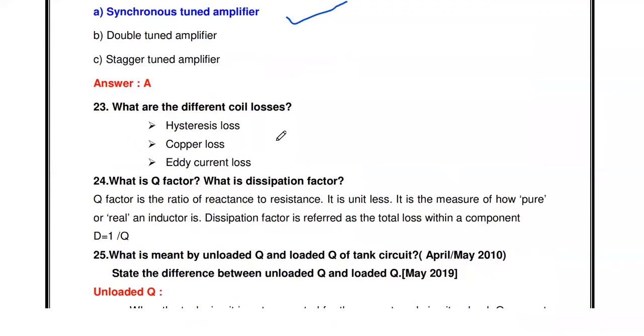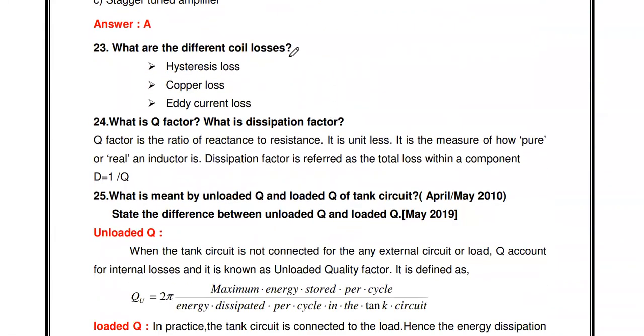Okay, then the next one: what are the different coil losses? So what are the different types of coil losses? Hysteresis loss, copper loss, and eddy current loss. These are the different types of coil losses.